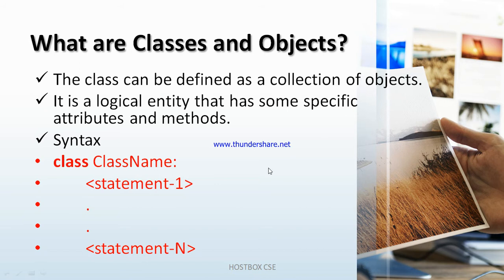How can you define a class? A class can be defined as a collection of objects. Remember, similar to the C++ language, a class can be defined as a collection of objects, or else you can say it's a logical entity that has some specific attributes and methods. The syntax of a class is class name, statement 1 and so on, up to statement n.